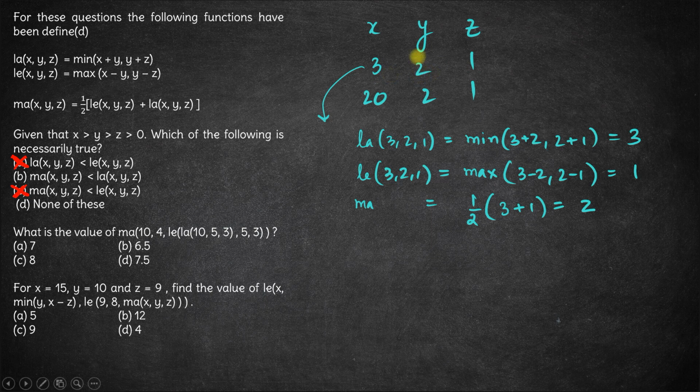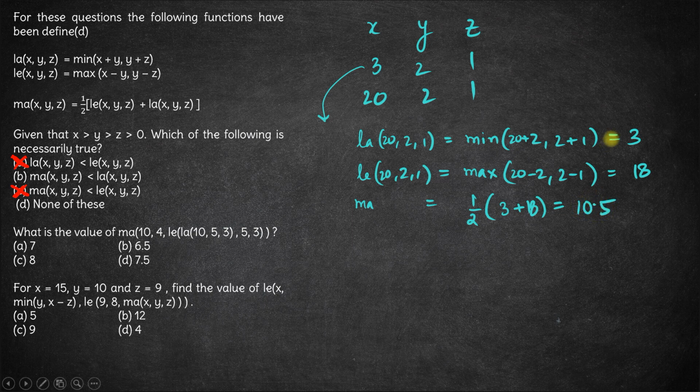Now let's look at the next set of values where x is 20, y is 2 and z is 1. So LA(20,2,1) will be the minimum of 20 plus 2 and 2 plus 1. 20 plus 2 is 22, 2 plus 1 is 3. So the minimum is 3. Now LE(20,2,1) is the maximum of 20 minus 2 and 2 minus 1. 20 minus 2 is 18 and 2 minus 1 is 1. So the maximum of 18 and 1 is 18. And MA will effectively be half of 3 plus 18, which is half of 21, which is 10.5.